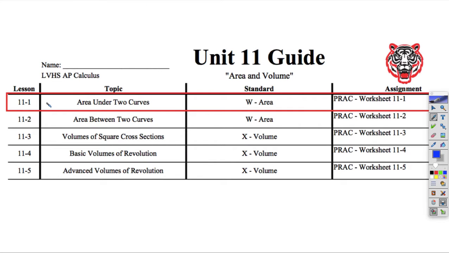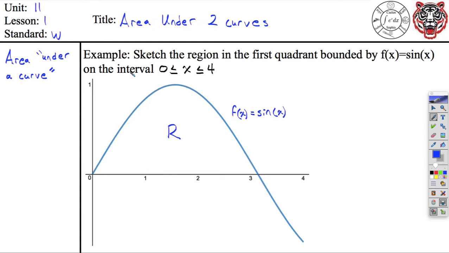We are on 11-1. There are only 5 lessons this unit, 2 talking about area, and then 3 talking about volume. And volume is a tricky topic, so it'll be fun when we get there. All right, so here's the setup. We are on standard W. W is finding area between 2 curves.